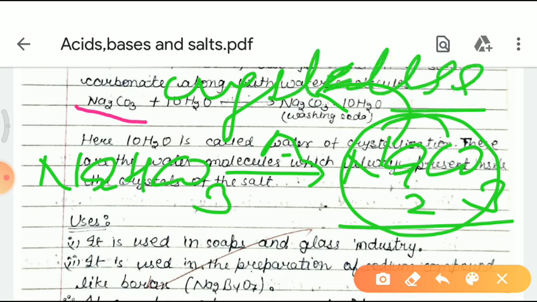So in the board's exam, it is generally asked what do you mean by water of crystallization. So how would you define the water of crystallization? The water molecules which are used in the preparation of crystals of a salt. Such water molecules which are used in the preparation of crystals of any salt, we call them water of crystallization, right. So Na2CO3 itself is called sodium carbonate, and whenever it is combined with 10 molecules of water, then it is called washing soda.